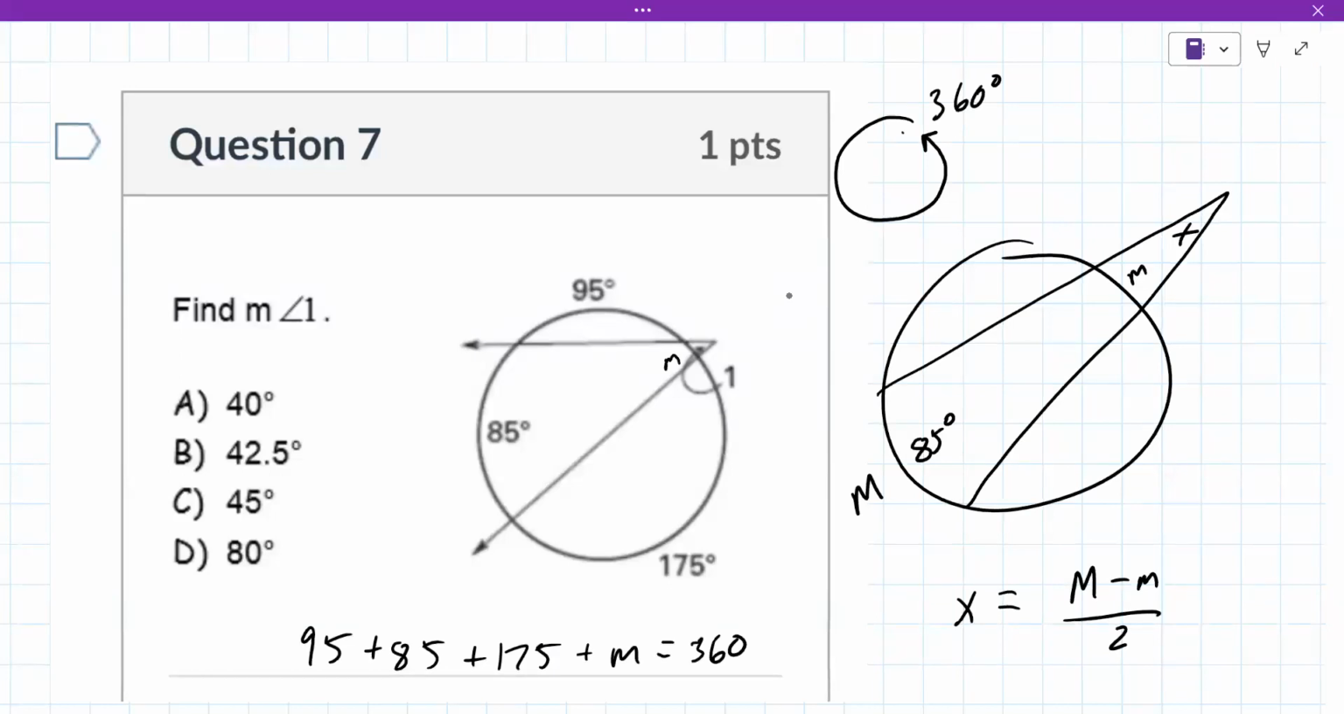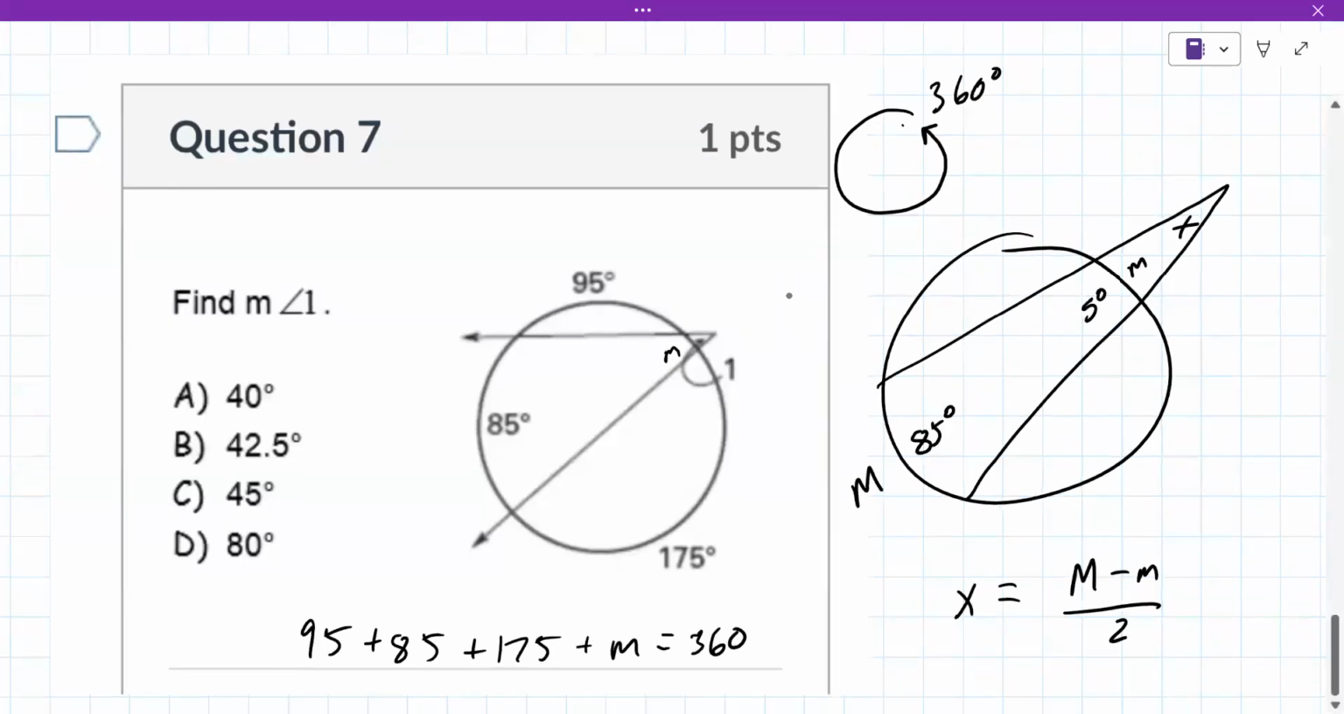95 plus 85 is 180. 180 plus 175 is 355. So m equals 5, a small m equals 5. Okay, 85 minus 5 is 80, divided by 2. The answer would be A. All right. It is A. Very good.